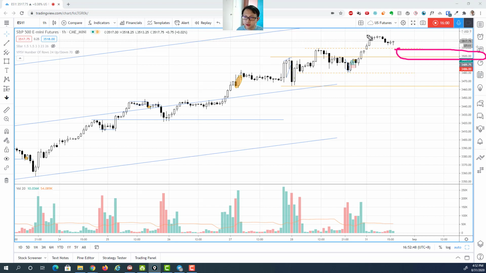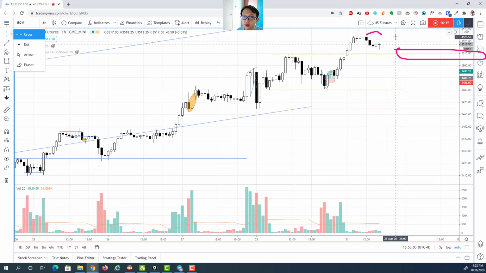Otherwise, for the immediate resistance, we found a swing high in the morning session. Let me see. The swing high level is around 3524 or 25. So that could become a natural resistance. But so far I'm not interested in shorting the market top at the moment, unless it forms a nice structure in the 3 minute time frame for me to lean on. Otherwise I will just stick to my plan to go long in the S&P 500.